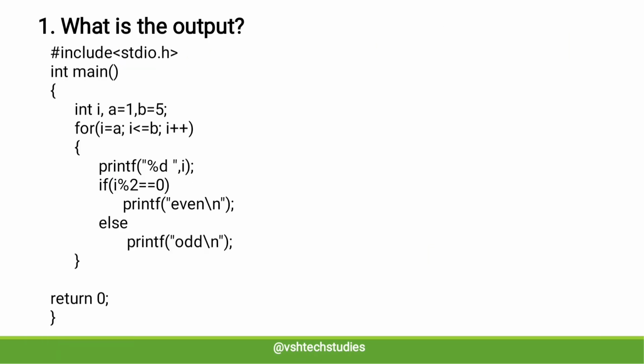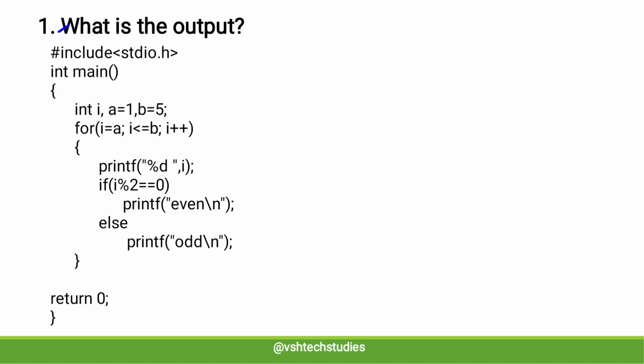Now let us start solving the questions. The first question, what is the output? So in all the questions we'll have to write the output for given C programs. Okay, here is the preprocessor directive, and the main function is here. So from here to here it is the main function body. Whatever instructions are there inside the main function body, they will be executed one by one.